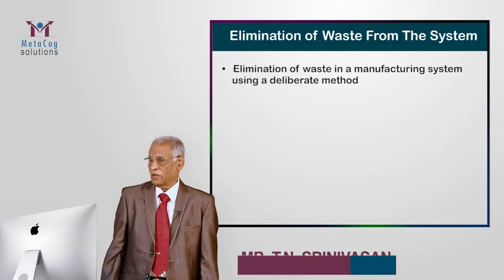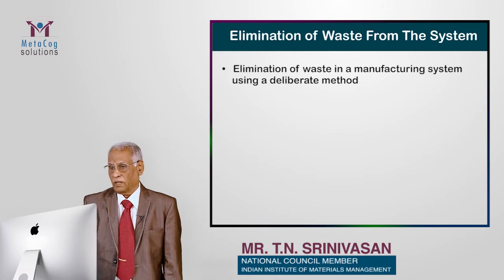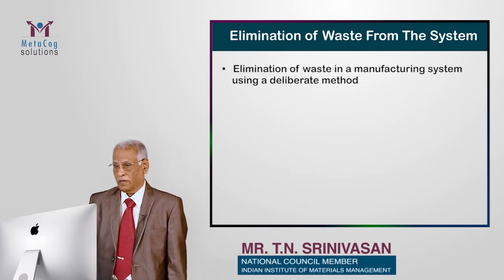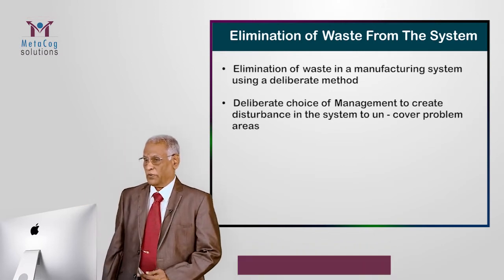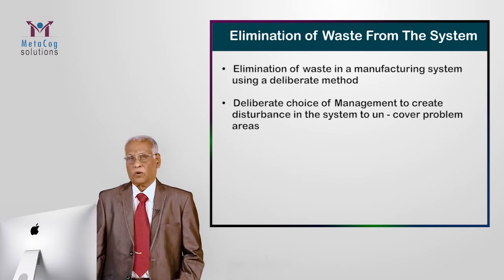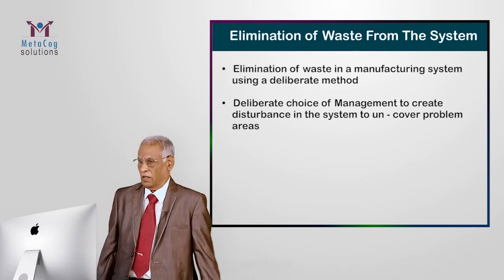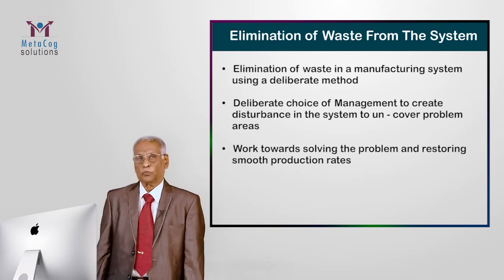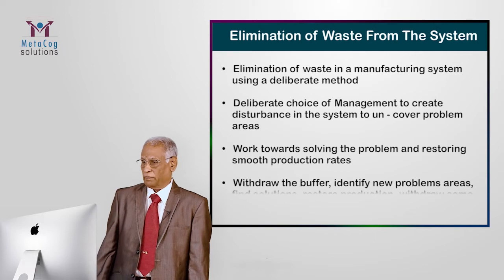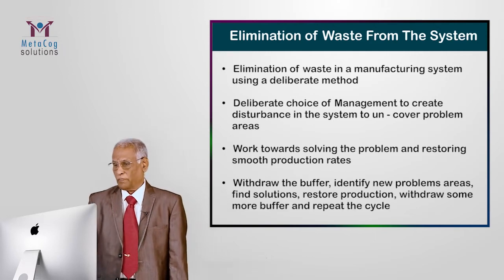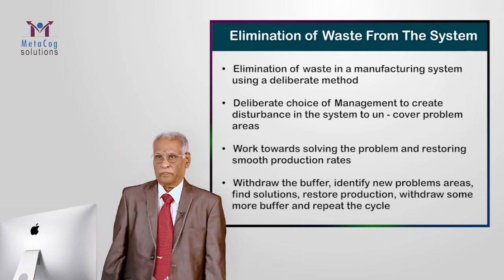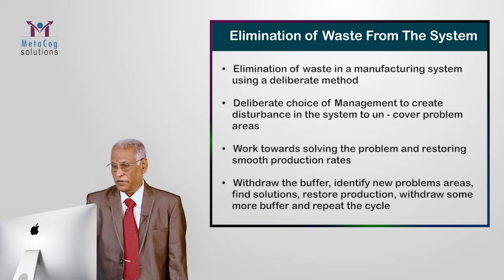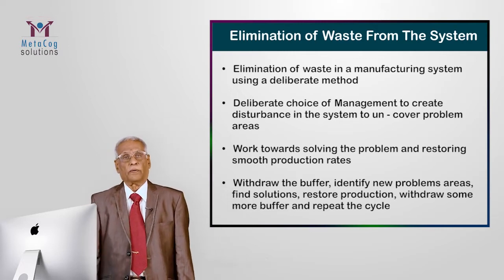Elimination of waste in the manufacturing system by a deliberate method, a deliberate choice of management to create disturbance in the system to uncover problem areas, works towards solving the problem and restoring smooth production rates. Withdraw the buffer, identify newer problem, find solution, restore production, withdraw some more buffer and repeat the cycle.